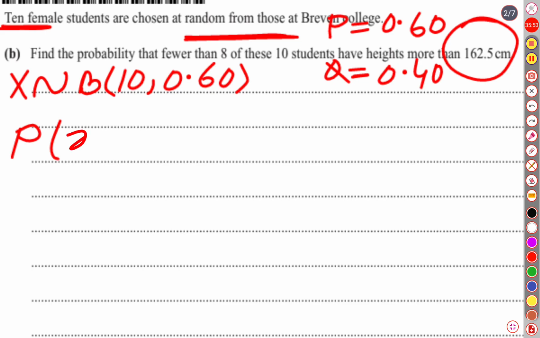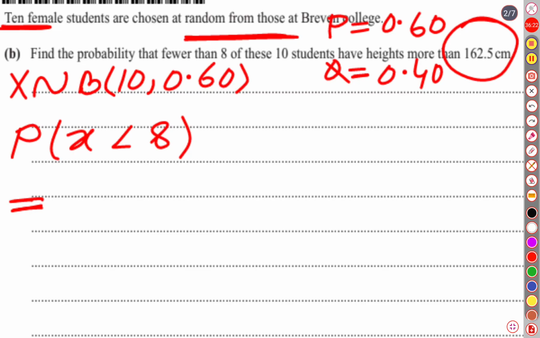So x less than 8. What does x less than 8 mean? X less than 8 means up to 7 students, not 8 students. If we want to find the corresponding probability of 7 students one after the other, then we will have to find the probability of 1 student, 2 students, 3 students, and until 7 students, it's a little bit longer.